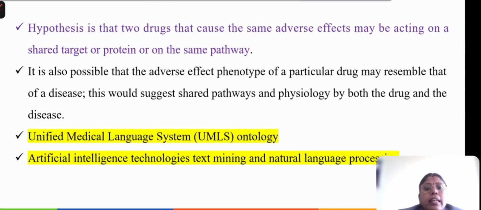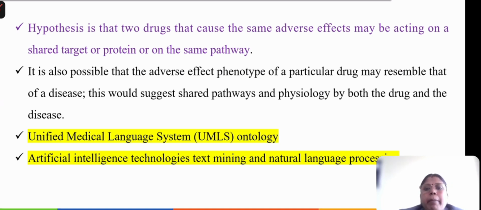And this is very interesting, based on adverse effect signatures. What is the hypothesis? The hypothesis is that two drugs that cause the same adverse effects may be acting on a shared target or protein or on the same pathway. If the adverse effect is the same, it is understood that the effect is on the same target or the same protein which is on the same pathway. It is also possible that the adverse effect phenotype of a particular drug may resemble that of a disease.